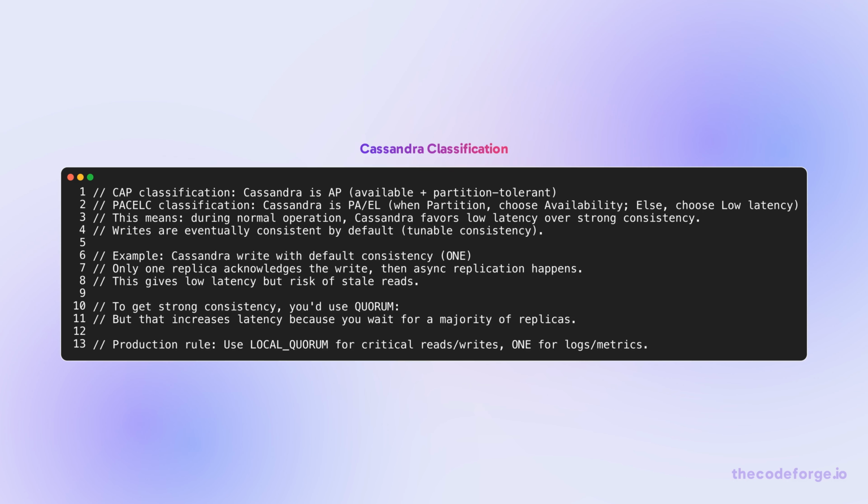Here's how Cassandra classifies under PACELC. It's PA/EL by default. During a partition, it stays available. During normal operation, it favors low latency. You can tune consistency per operation, but stronger consistency always costs latency.